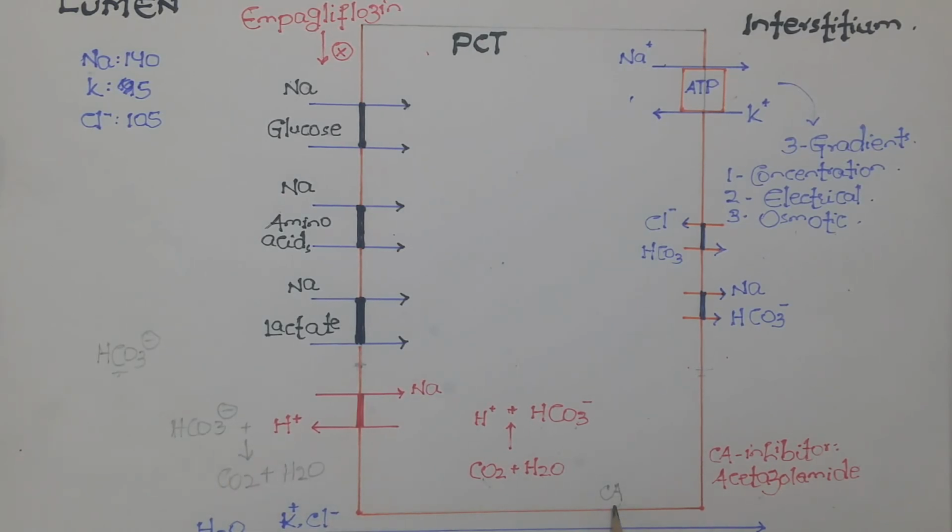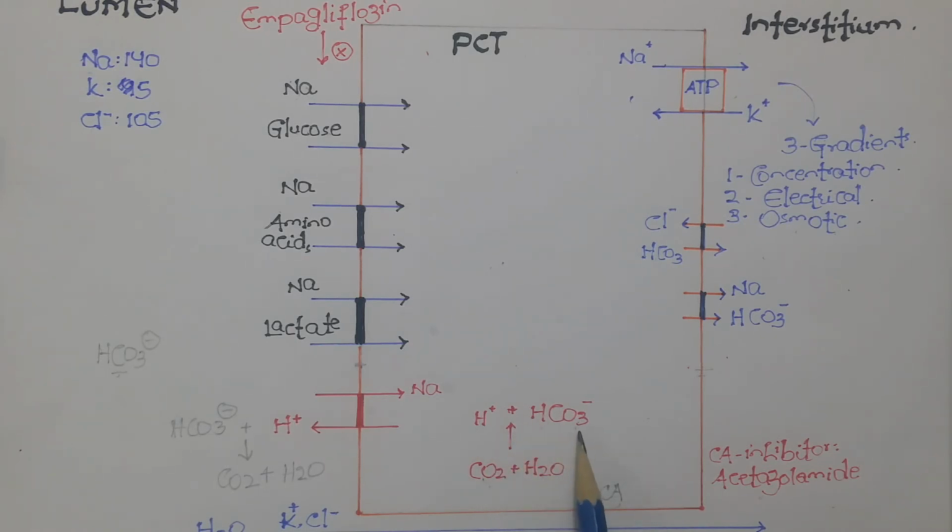For example, as we discussed earlier, the reabsorption of the filtered bicarbonate within the proximal convoluted tubule is dependent on the enzyme carbonic anhydrase within the tubular cells of the proximal convoluted tubule, which catalyzes the formation of carbonic acid from carbon dioxide and water. The carbonic acid thus formed then dissociates into bicarbonate ions and hydrogen ions.